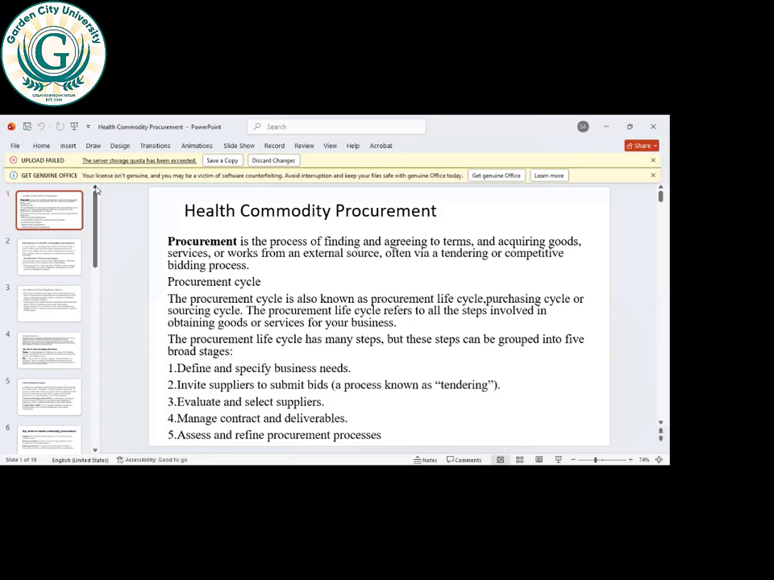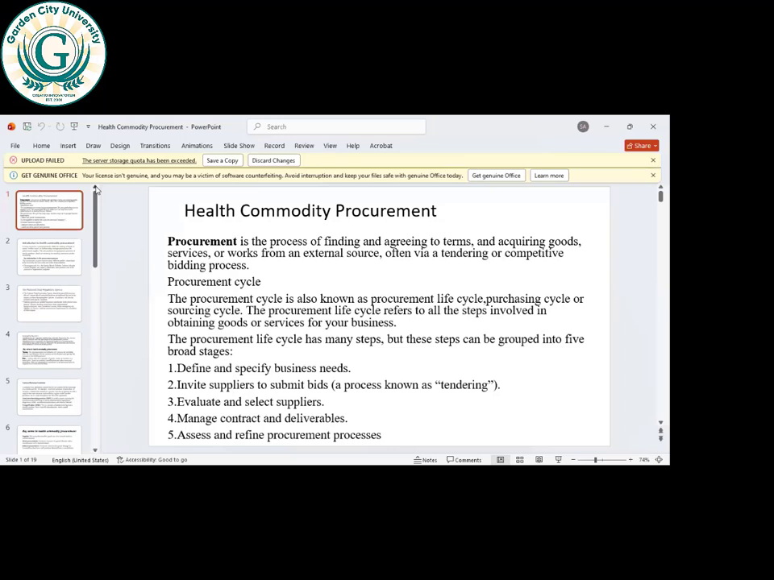And then the procurement life cycle has many steps, but these steps can be grouped into 5 broad categories. You can have so many of them. You can have 10 steps. Some books, when you read, you have so many of them. But then we try to categorize them, try to group them into 5 phases. And if you want to expand these 5 stages that we've grouped, you can get a lot of processes from each stage.